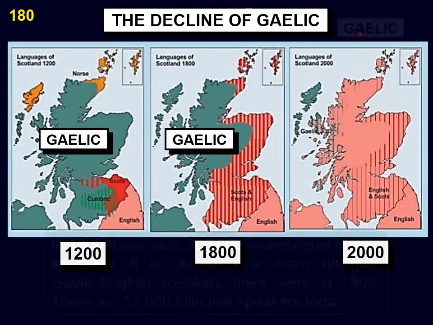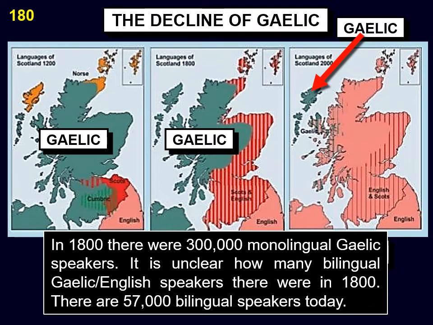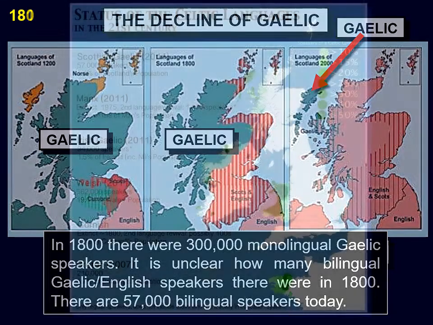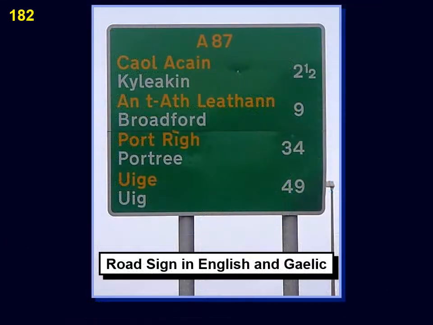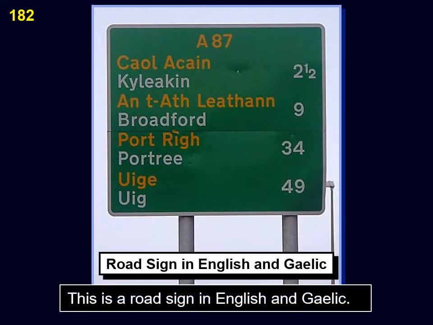In 1800 there were 300,000 monolingual Gaelic speakers. It is unclear how many bilingual Gaelic English speakers there were in 1800. There are 57,000 bilingual speakers today. Gaelic is in the Celtic language family, once widely prevalent in Europe. Only 1.1%, or just 57,000, of Scotland's people speak Scottish Gaelic, now mostly in the Western Hebrides. This is a road sign in English and Gaelic.